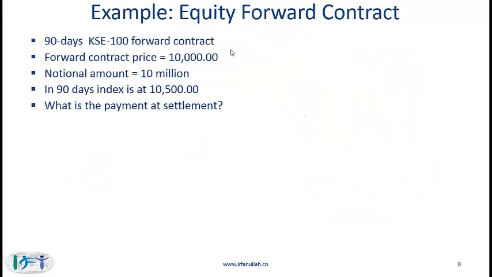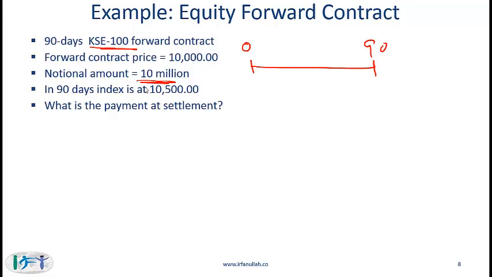Here is a simple example of dealing with equity forward contracts. Let's say you get into a 90-day forward contract. So this is day 0. The contract expires on day 90. The underlying is the KSE 100. The forward price is 10,000.